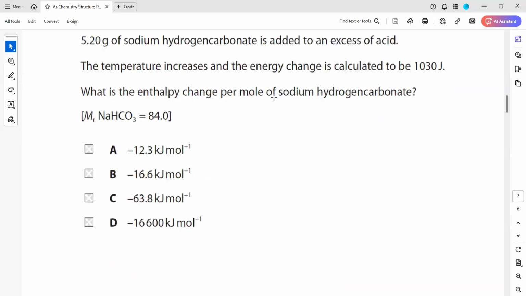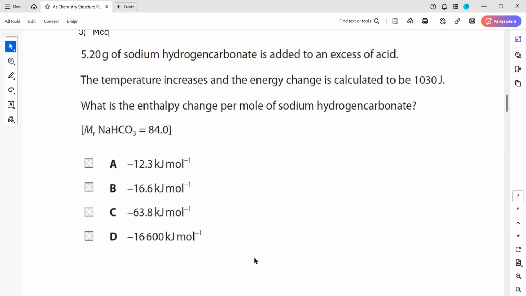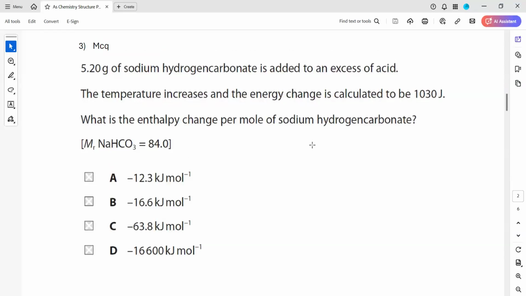Question 3. And question 3: 5.2 grams of sodium hydrogen carbonate is added to an excess of an acid. The temperature increase and the energy change is calculated, which is 1030 joules. What is the enthalpy change per mole of sodium hydrogen carbonate?